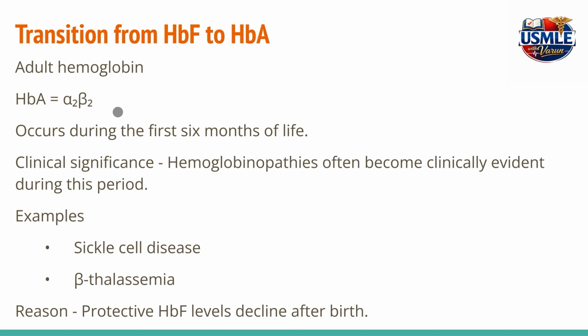After birth, there is a transition from fetal hemoglobin to adult hemoglobin, which is HbA. HbA consists of two alpha and two beta chains. This transition typically occurs in the first 6 months of life. Clinical significance is that hemoglobinopathies often become clinically evident during this period. Conditions like sickle cell disease and beta thalassemia become apparent only after the hemoglobin F levels decline.